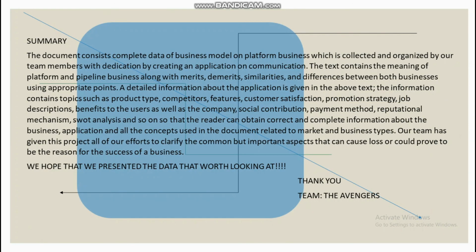So in summary, the document consists of complete data of a business model. It was basically a business model that we discussed on platform business, which was collected and organized by our team members with dedication, by creating an application on communication. The text contains the meaning of platform and pipeline businesses along with the merits, demerits, similarities, and differences between both businesses using appropriate points. Detailed information about the application is given in the above text. The information contains topics such as product type, competitors, features, and a lot of other things. Our team has given this project all of our efforts to clarify the common but most important aspects that can cause loss or could prove to be the reason for the success of a business. We hope that we presented data worth looking at. We hope you enjoyed the video.